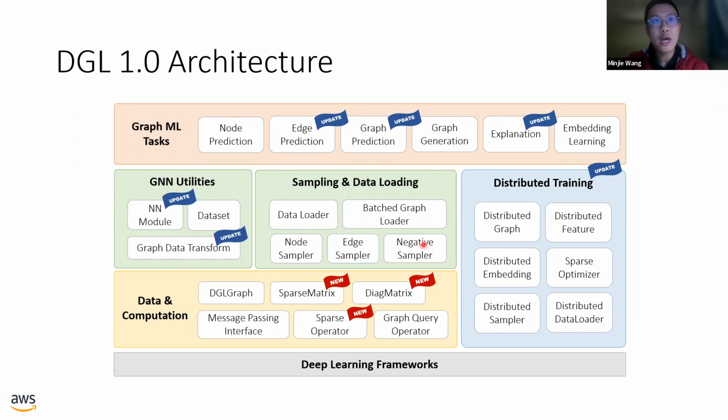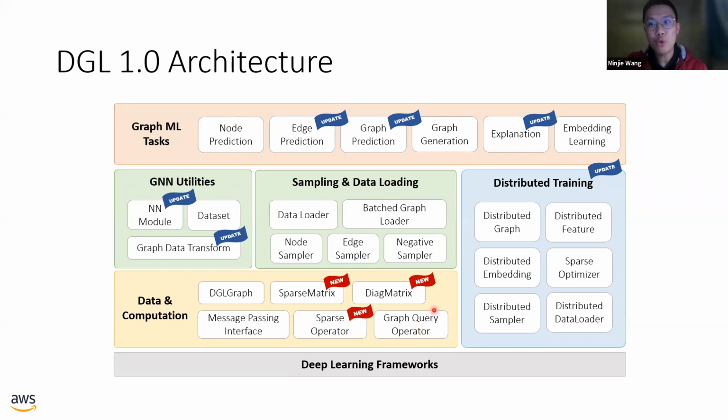And one of the most important features is the introduction of the new library called DGL Sparse, which added the new data abstractions, DGL sparse matrix and diagonal matrix, and also a bunch of sparse operators into the library. This is also what I'm going to highlight in this talk.